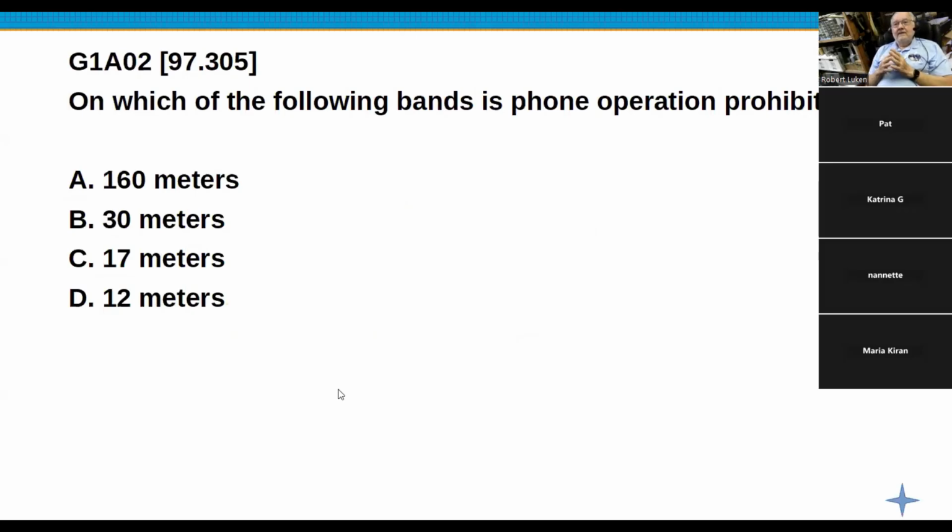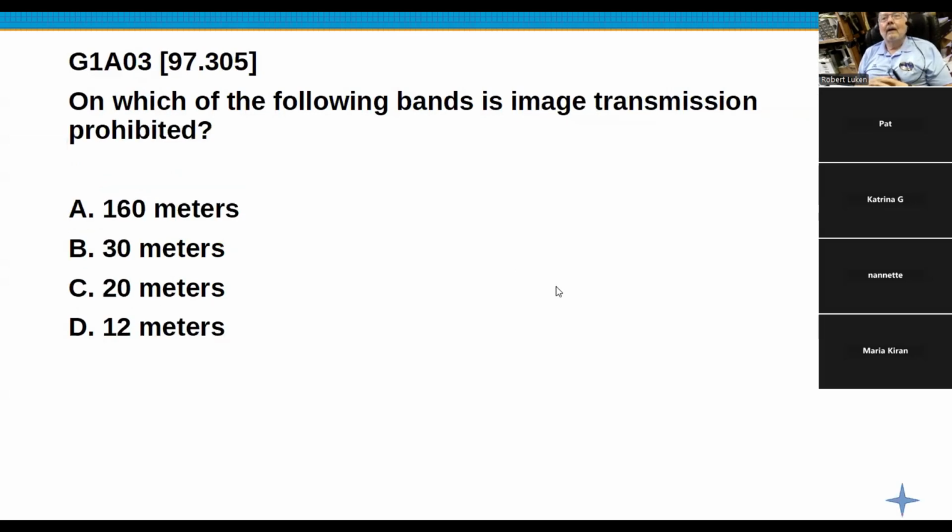On which of the following bands is phone operation prohibited? Remember, it's a weird one. 30 meters, B. Yeah, Bravo. I guess you should get used to using the phonetics. Alpha, Bravo, Charlie, Delta. On which of the following bands is image transmission prohibited? Bravo.